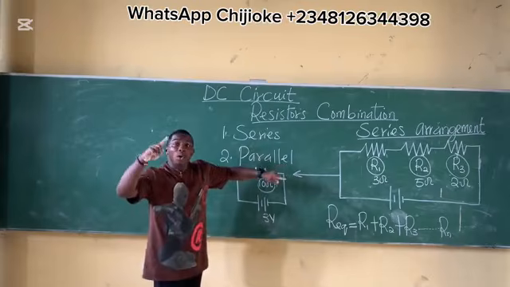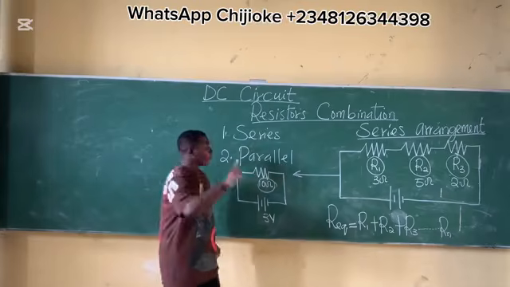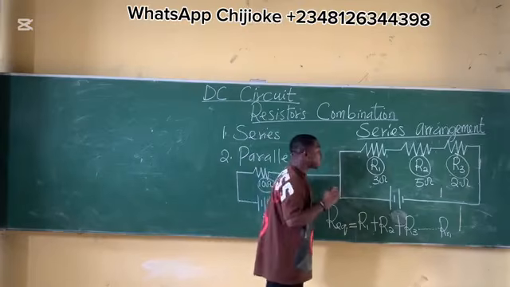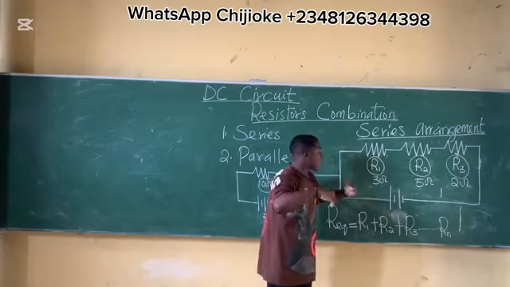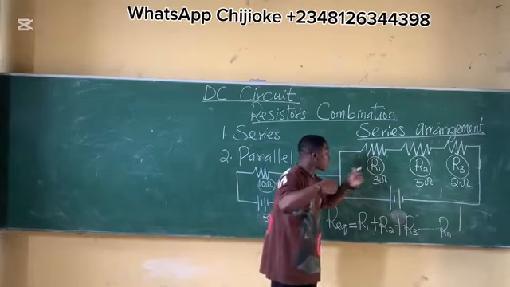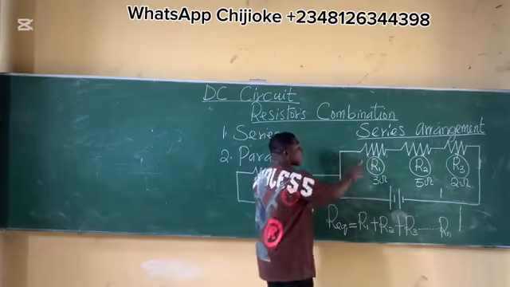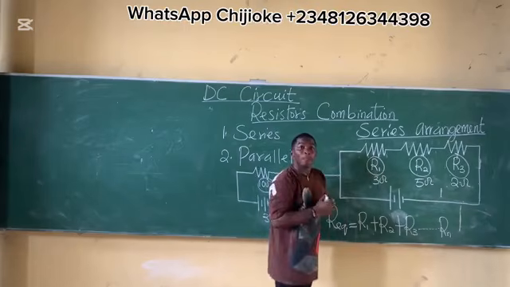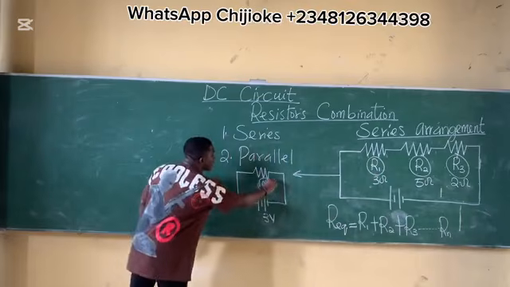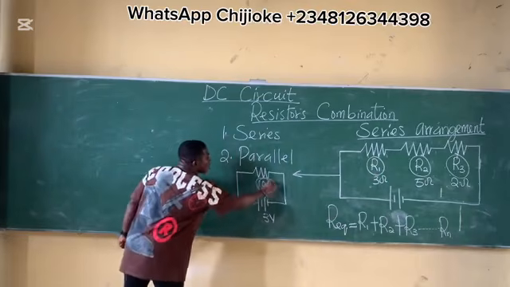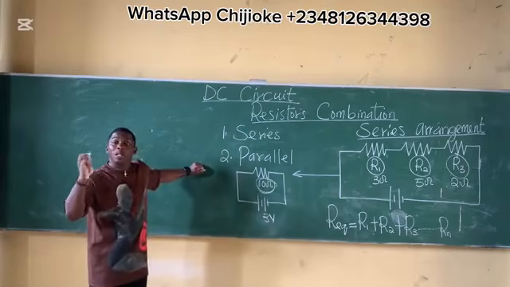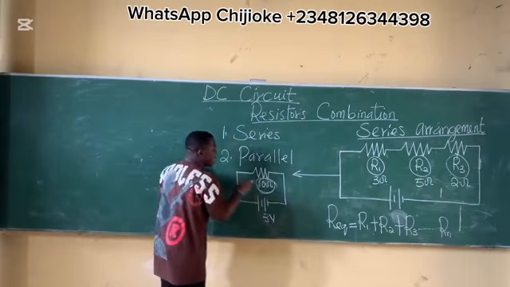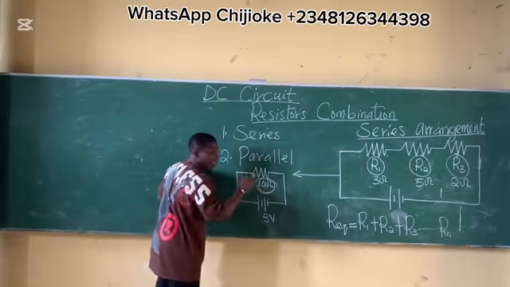Since they are in series, they have the same current but different voltages. If I'm asked to get the current across R1, is it the same as across R2 and R3? Yes. So I will just get the current across the equivalent resistance. Whenever you're asked to calculate the current across a particular resistor, you're interested in the equivalent resistance, if they are in series.